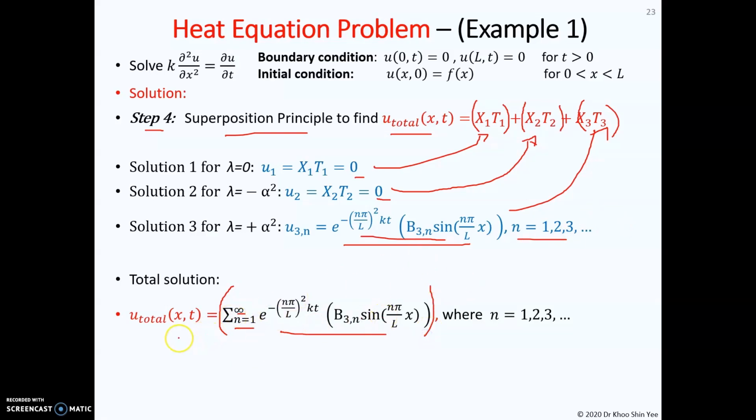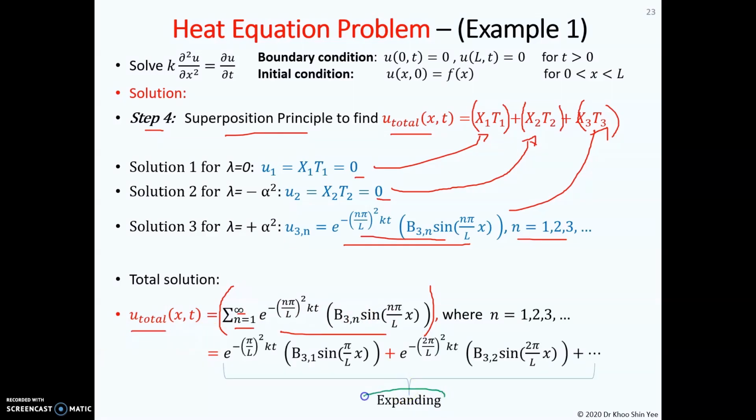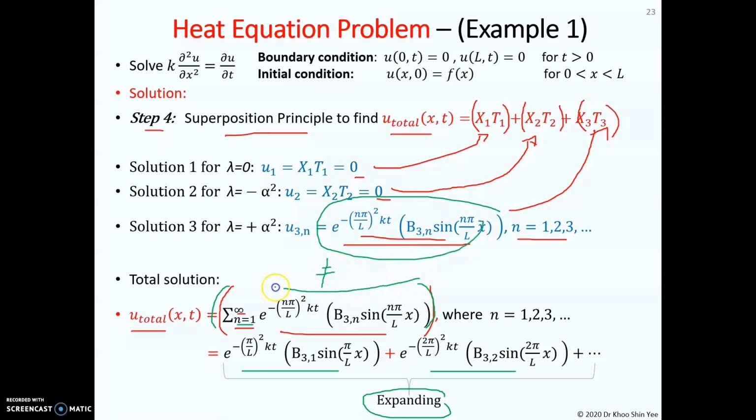So this is the total solution. You can expand this solution by substituting n equal to 1 inside, and you obtain the first component. Substitute n equal to 2 inside, you obtain the second component, and so on. You need to be careful, this is not equal to the total solution here. The total solution here has an additional component for the summation.